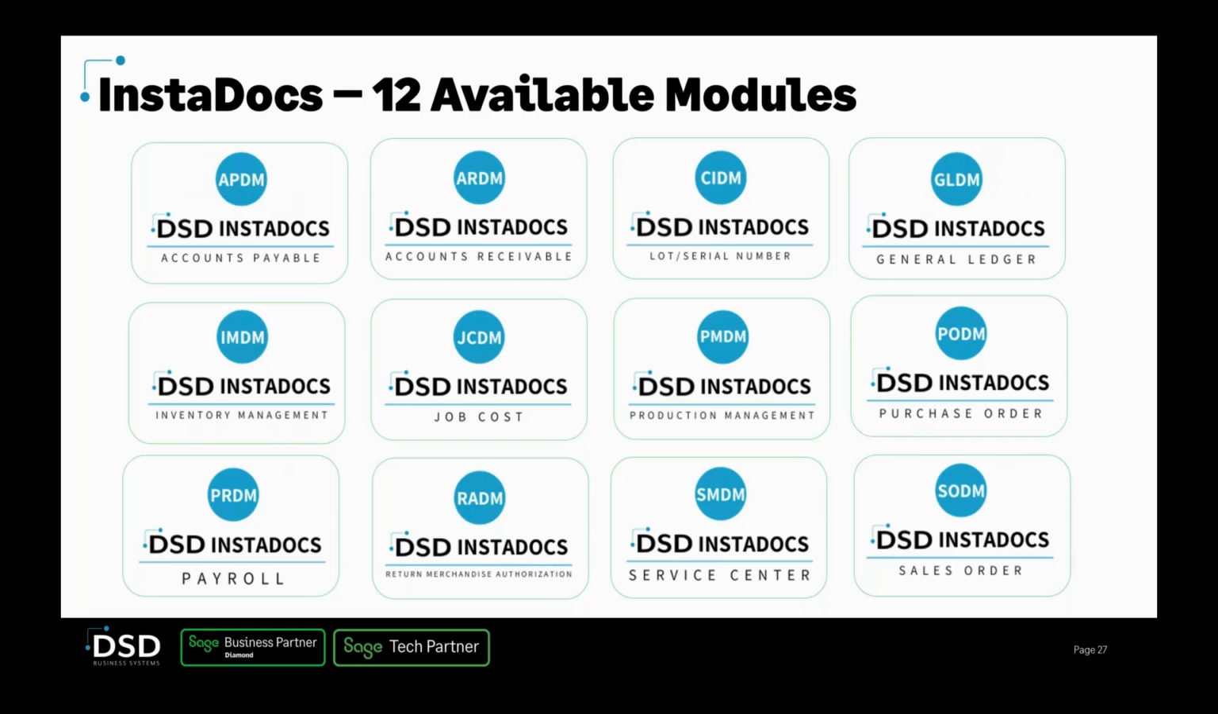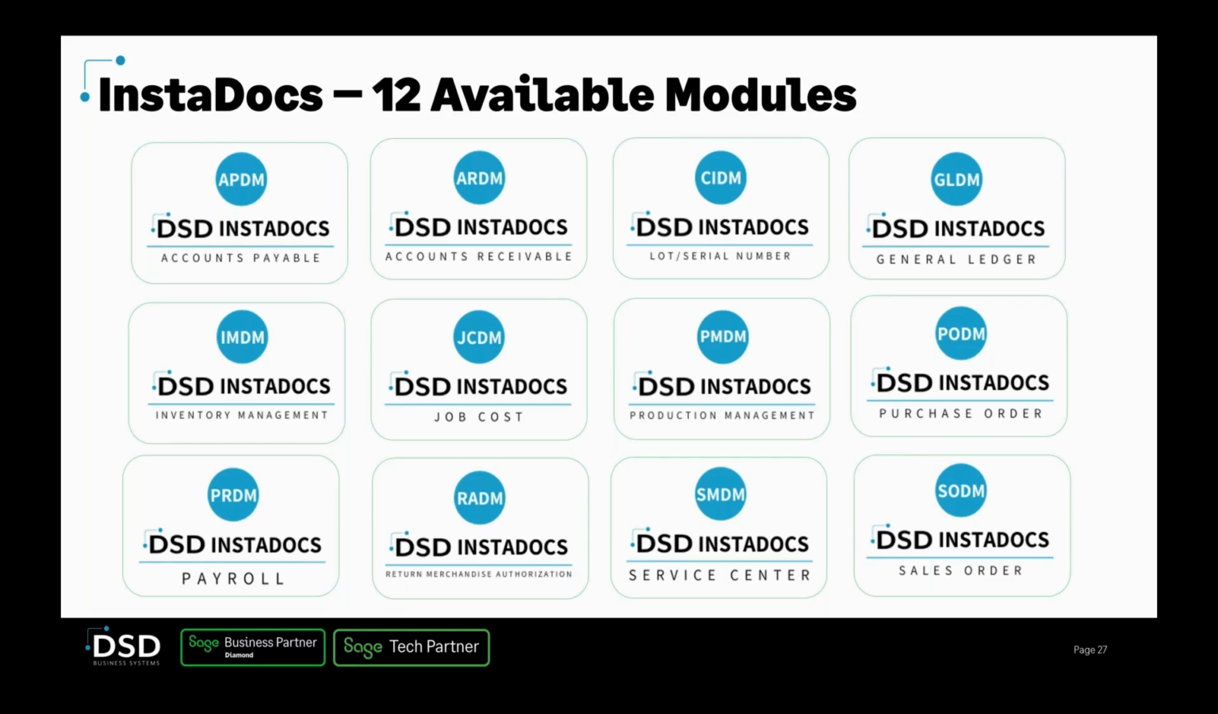Since then, we've come out with new modules per request. For General Ledger, for example, we have InstaDocs for each source journal. And you can put documents onto journal entries or transaction journal entries. Job cost. If you have the job cost module, then you can have documents for each job. Production management, that was one of our newer ones. We allow you to put those documents on a work ticket.